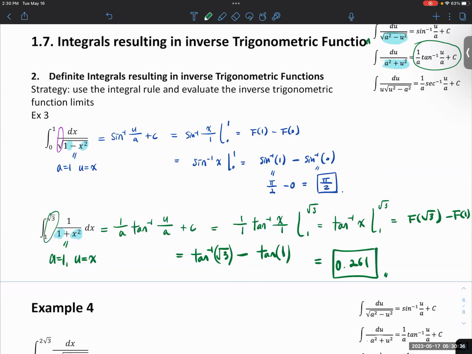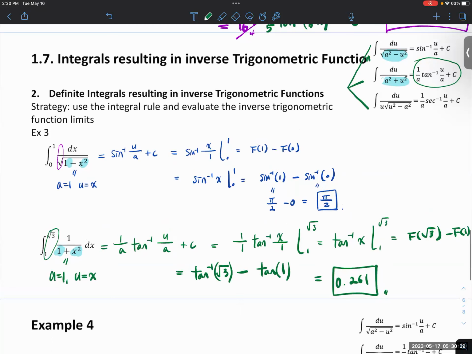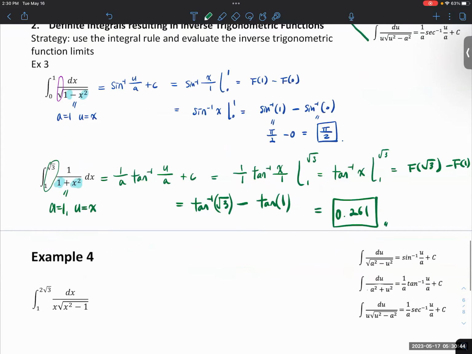Okay, so how do you feel? Getting better and better. So you're literally matching one of them. Okay, so just 2 more definite integrals. Let's keep practicing it.